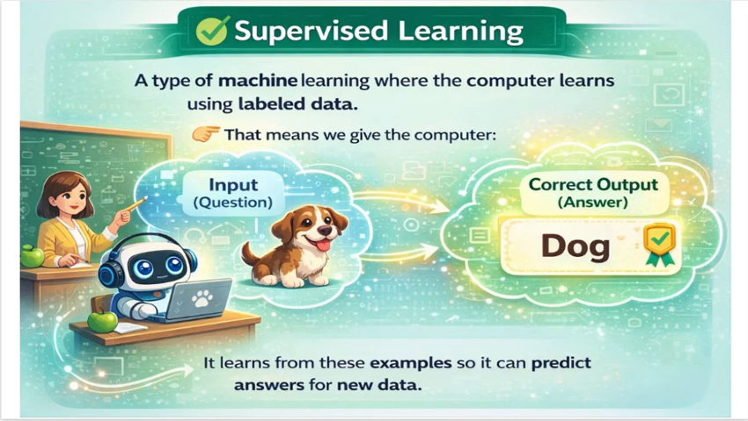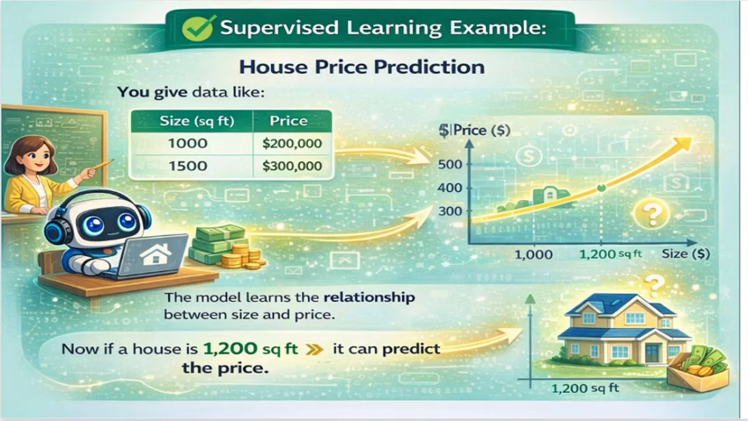Let's take an example for supervised learning. We show the model a picture of a dog and tell it that it is a dog. Here the picture is the input and the word dog is the correct output. We repeat this with many examples: dogs, cats, cars, and each time we give the correct answer, just like a teacher helps a student learn. We guide the computer by giving it the right answers. After learning from many examples, the model can look at a new picture and it will predict this is a dog.